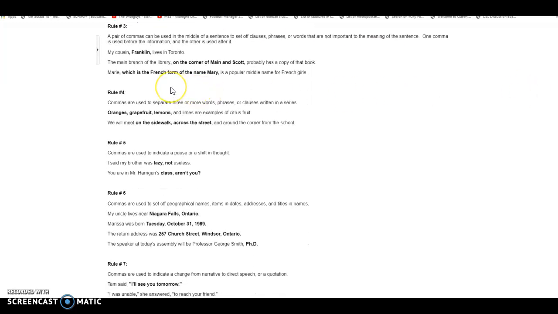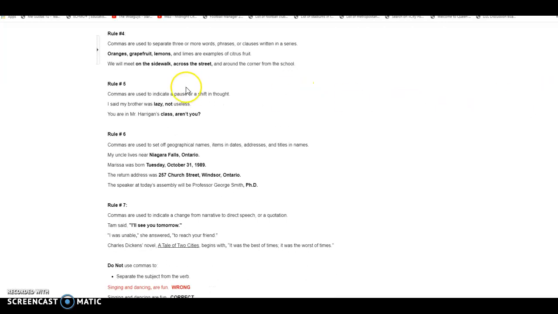The third rule is that you need commas in between clauses or phrases or words that are usually in the middle of the sentence that are not necessary. So for example, if I say, my cousin, Franklin, lives in Toronto, I need a comma after cousin and a comma after Franklin, because I could easily take Franklin out of the sentence and it would still make sense. My cousin lives in Toronto. Franklin is additional information that's being added into the middle of the sentence, so we need to have commas around both ends of Franklin.